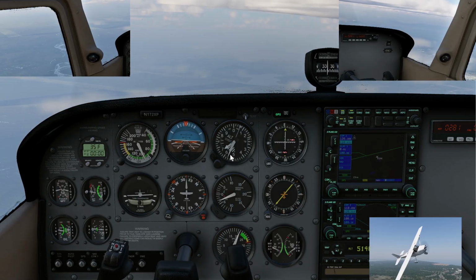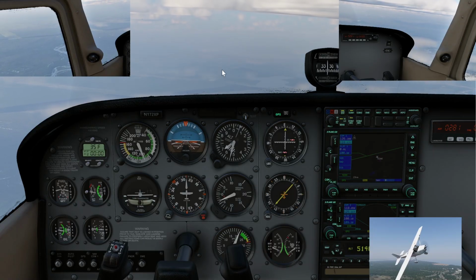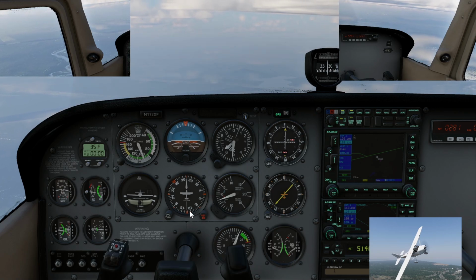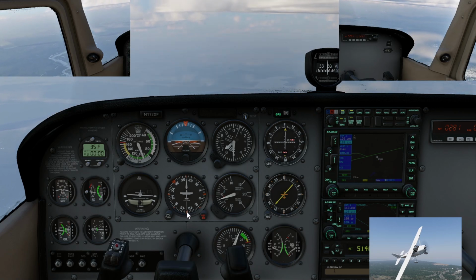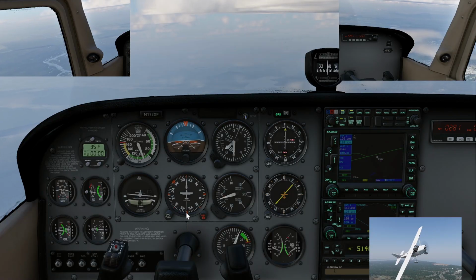All right, well, let's do our right turn inbound. What's the heading inbound? I don't know. Okay, let's look at the reciprocal of 312. That's going to be 120, 132. Okay, so we're going to do a right turn to 132.